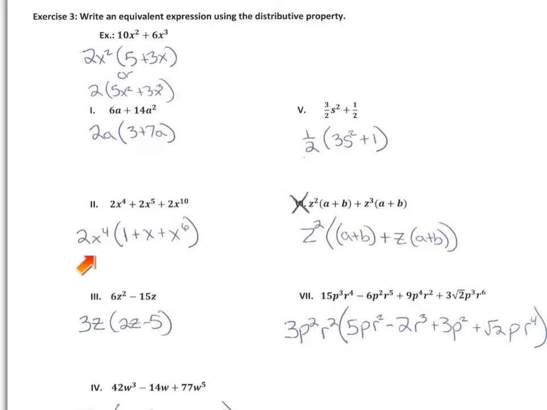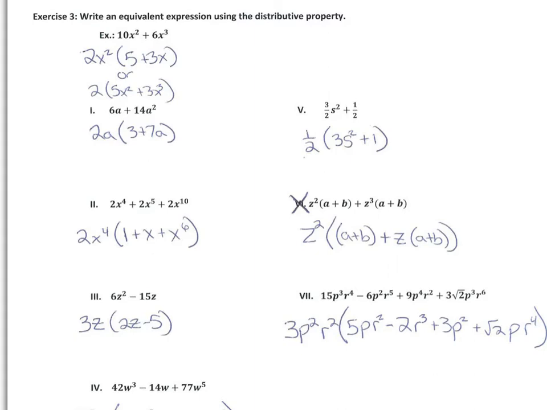For number 2, 2 is common in everything. And also I see they all have at least 4 x's in them. 2x to the 4th times 1 is 2x to the 4th. 2x to the 4th times x will be 2x to the 5th. I have one more x I need there. And since I took 4 x's out of the 10 x's, I have 6 of them left there.